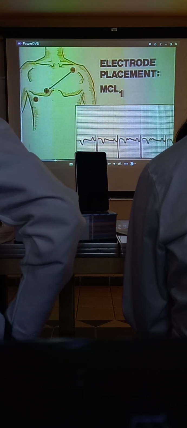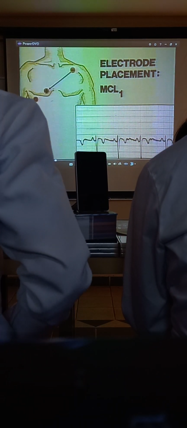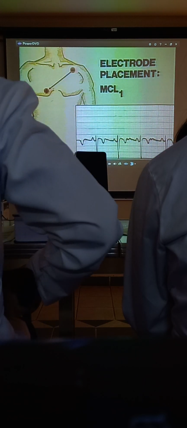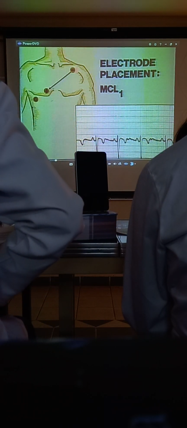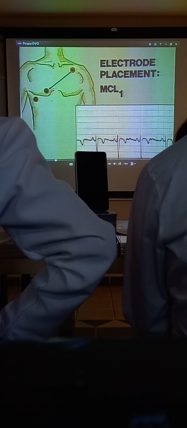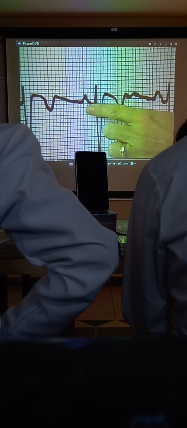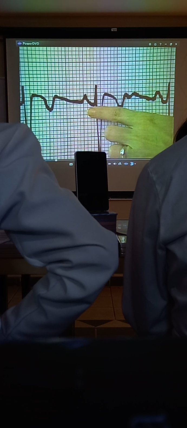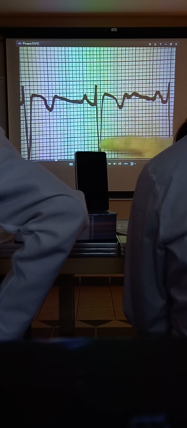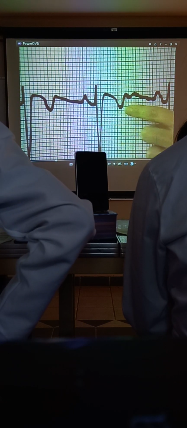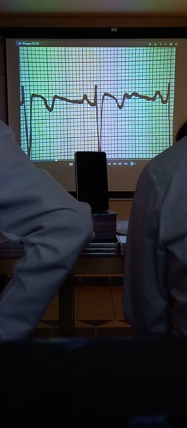In MCL1, the negative electrode remains just below the left clavicle, and the positive electrode is placed over the 4th intercostal space, just to the right of the sternum. In this lead, the P wave is positively deflected and is easily recognized. The QRS complex and the T wave are normally negatively deflected.